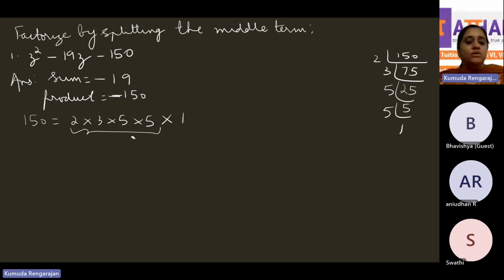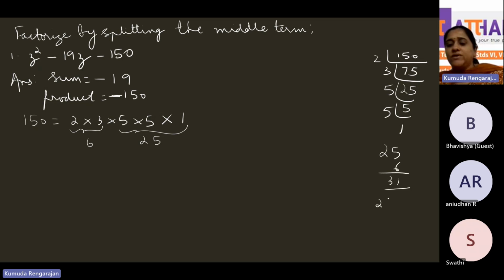Now tell me. Let's multiply these two. What is it? 6. Now multiply these two. What do you get? 25. Now add and subtract the numbers. What is 25 plus 6? 31. What is 25 minus 6? 19. Oh, we got it.